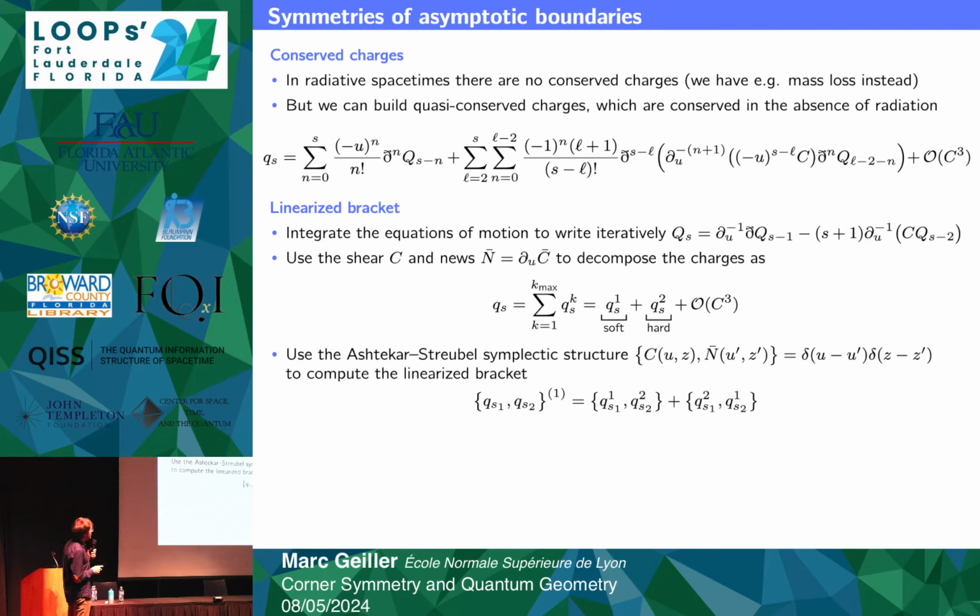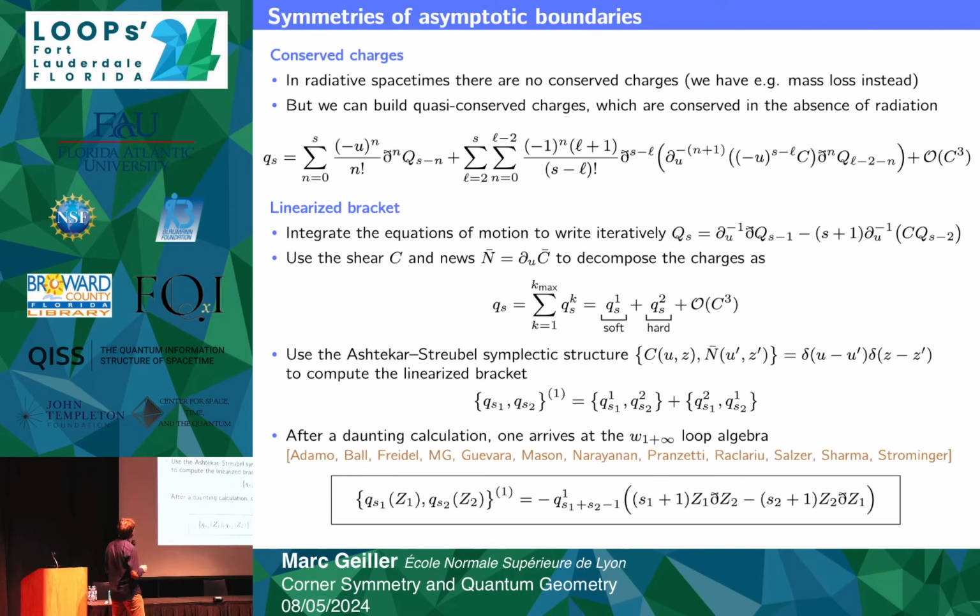And then in terms of the news and the shear, I can decompose these conserved charges in terms of a soft part, which is linear in the news, a hard part, which is quadratic in the news and the shear, and then higher order contributions. Then on Scri+, you can use the Ashtekar-Streubel symplectic structure, which is telling you that the news is conjugated to the shear. And using this symplectic structure, you can compute this linearized bracket. Linearized bracket means that I just keep terms which are soft on the right-hand side.